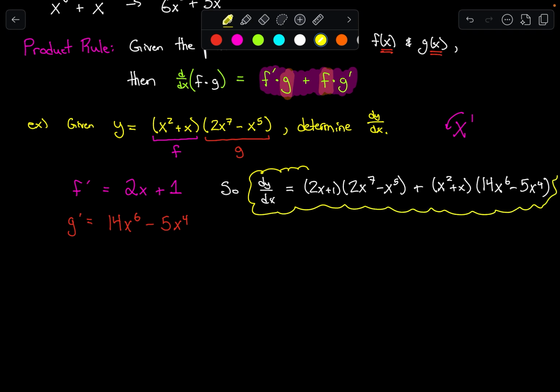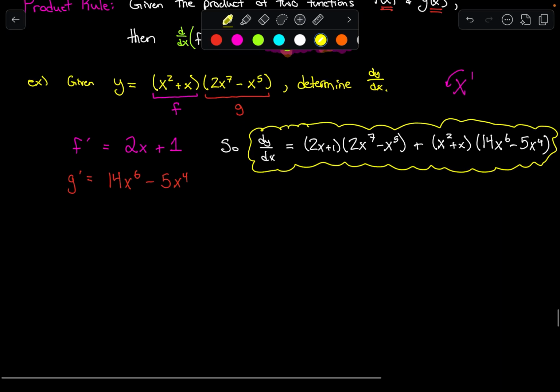Now, in some cases, it's better to leave it like this. In some cases, it's better to multiply everything out and simplify things. But for right now, just for the sake of learning, and just so that you can easily identify what's going on, I'm going to say that this is the correct answer. Okay, so this is just fine. We have done the rule, and that's it. We've used the tool successfully. So let's do one more example.